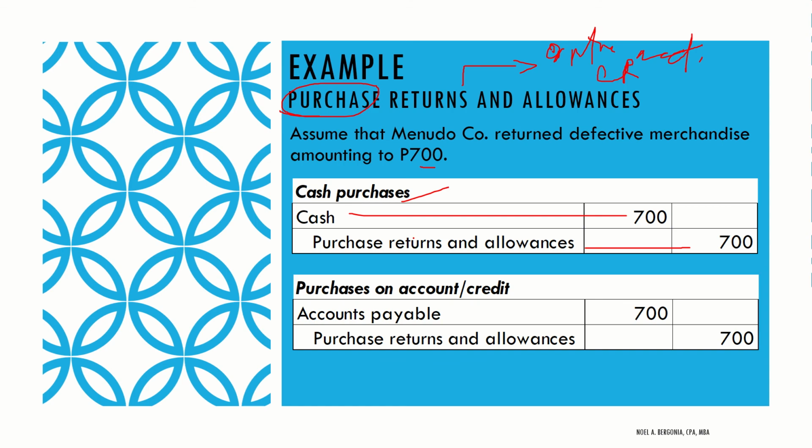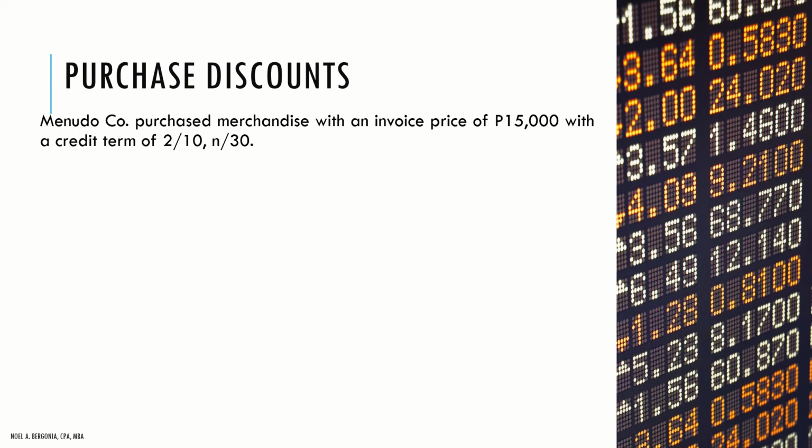So, just like what I have mentioned to you a while ago, please check the problem carefully to see what the original transactions related to that return are. Okay? So, that's regarding purchase returns and allowances. The next element in the income statement computation of the net purchases is the purchase discounts.